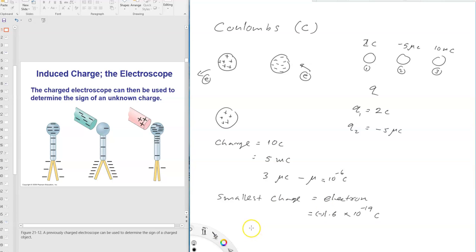The positive charge, the proton, has the same number, charge of a proton. It has the same value, 1.6 times 10 to the negative 19 coulombs. This is positive, right?